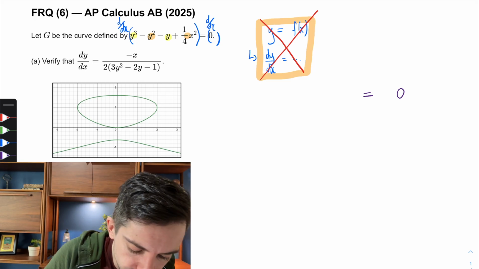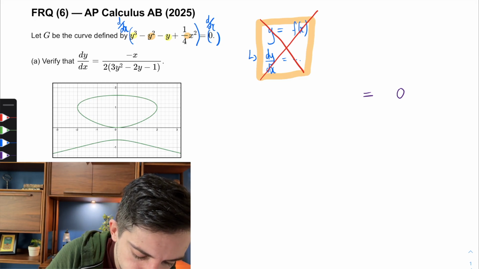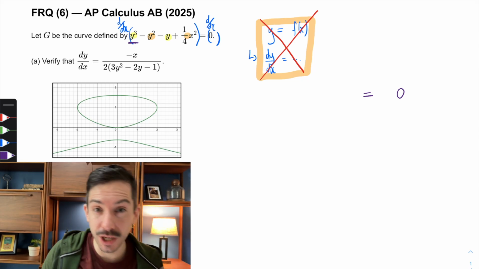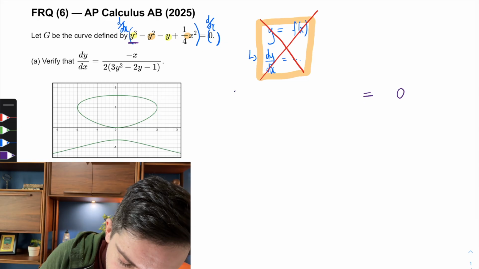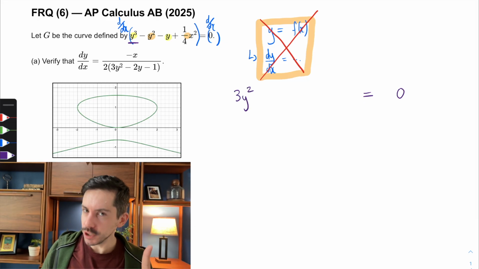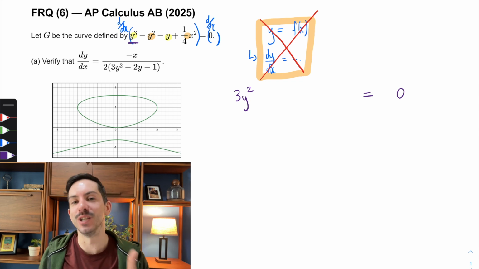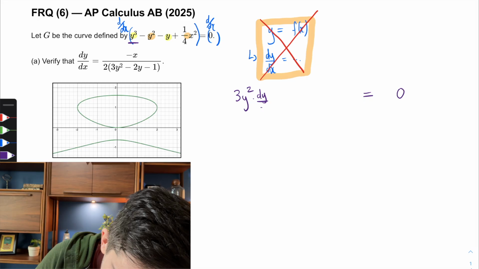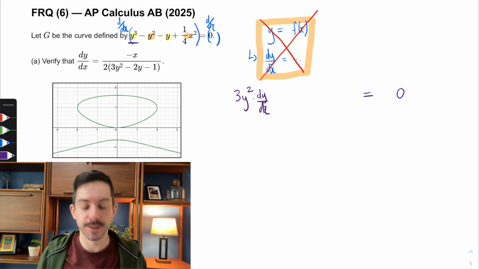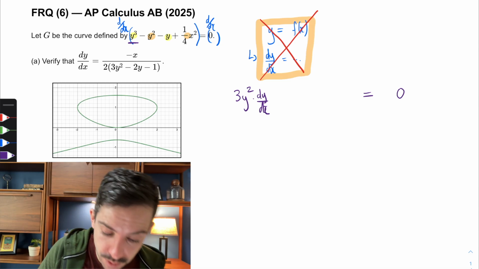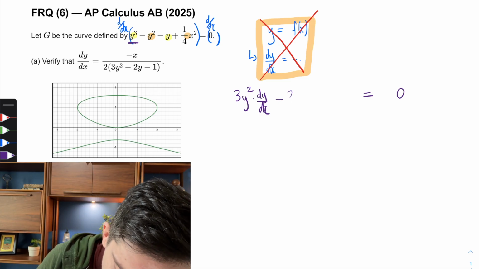So for this first term, this y cubed, if I differentiate that with respect to y, I get 3y squared, easy. But I'm not differentiating with respect to y, I'm differentiating with respect to x. So I need to remember to multiply by the derivative dy by dx. And that's what we're going to do for every single one of these y terms. So minus y squared will become minus 2y.